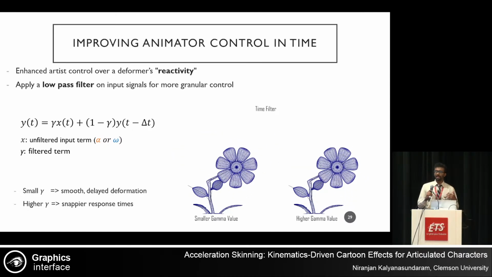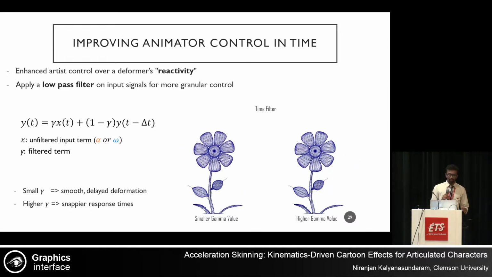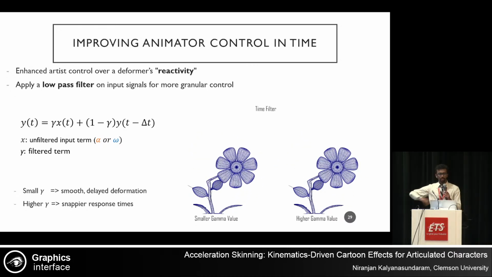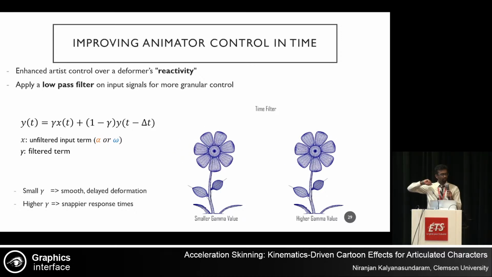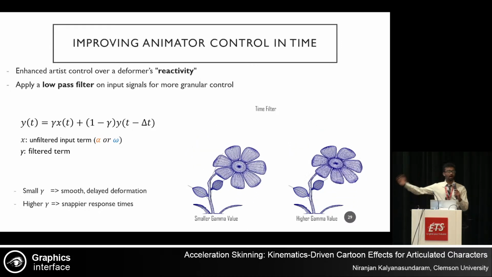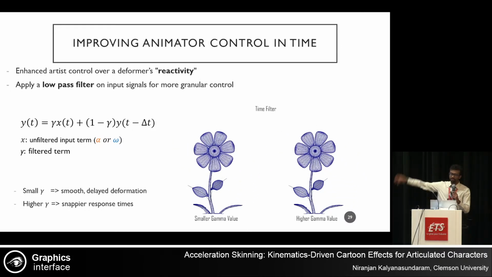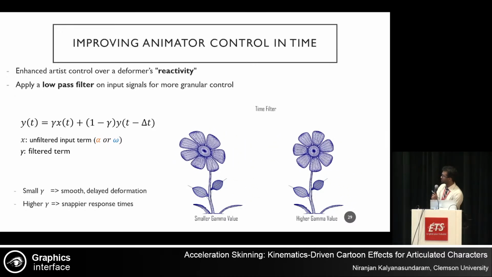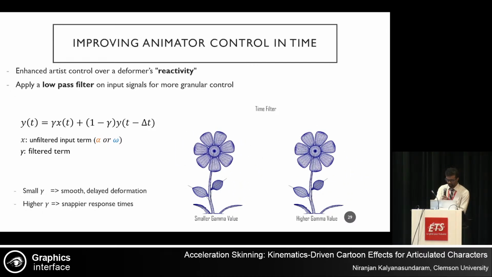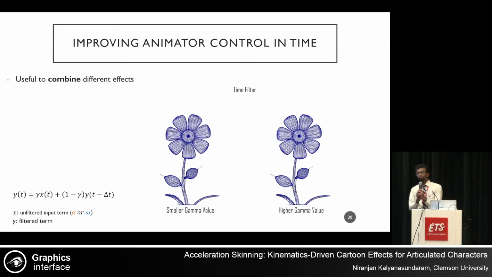Do we want each effect to be slow and smooth, or snappy and fast and rapid? And turns out what we can do is just take a low-pass filter, apply it on our input signals, and if we have a small gamma value in the filter, it gives us smoother signals. If we have higher gamma value, it increases our high frequencies, and so we get snappier results. And here's a comparison between the two different filtration options. This becomes extremely helpful when we try to combine different effects together.